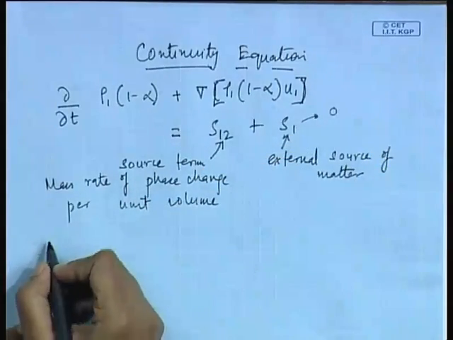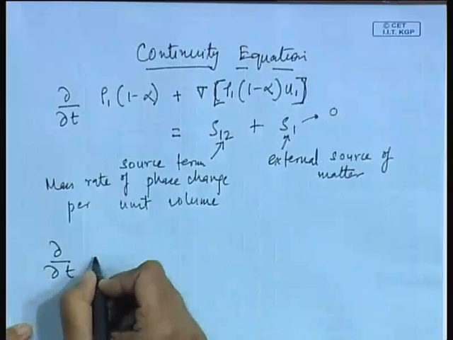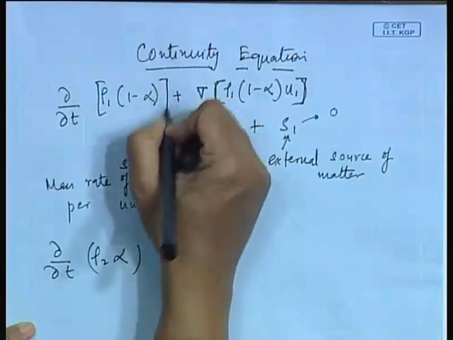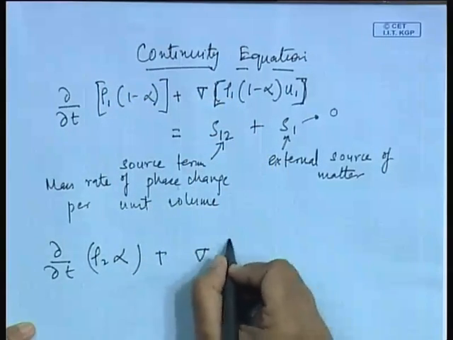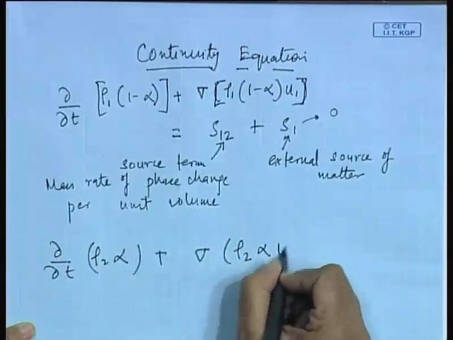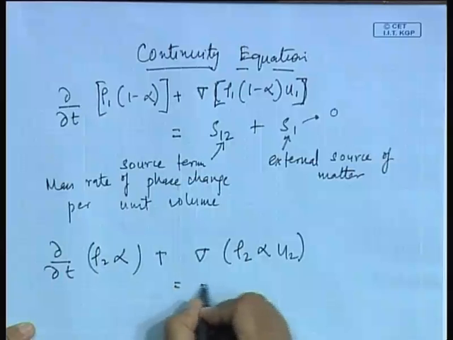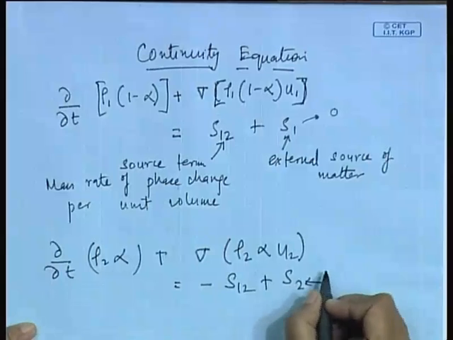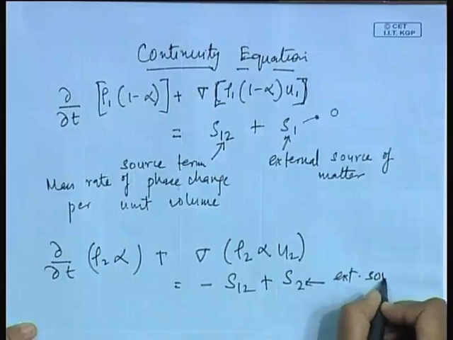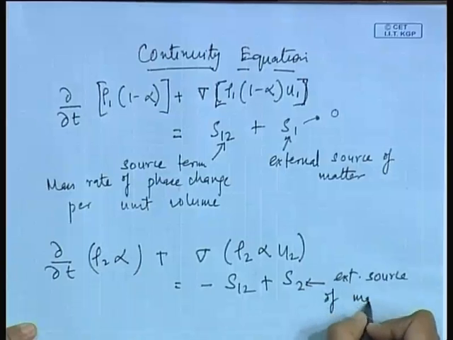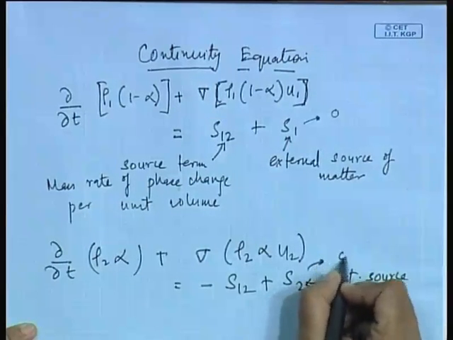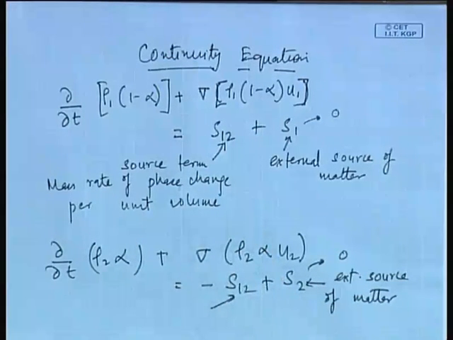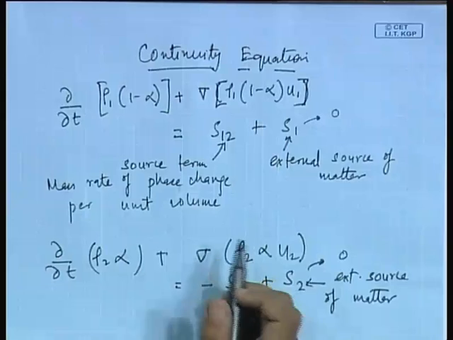Okay? And similarly, we can write it down for phase 2. It is going to be rho 2 alpha, it is better I put a bracket over here, rho 2 alpha u 2, this is equal to minus S12 plus S2. This S2 is again external source of matter, usually this is taken as 0, and naturally this represents, as I have told you, a source term which represents the mass rate of phase change per unit volume.